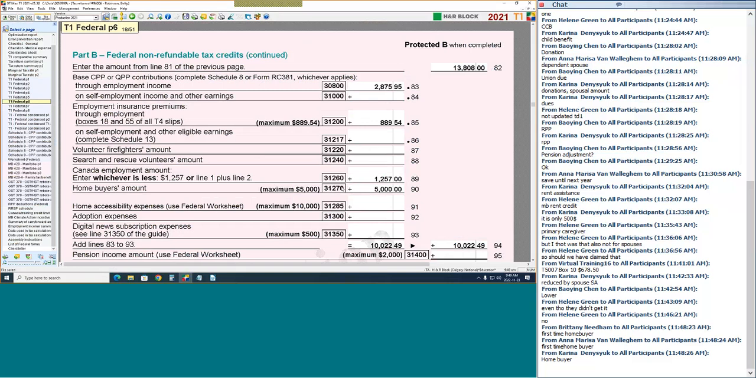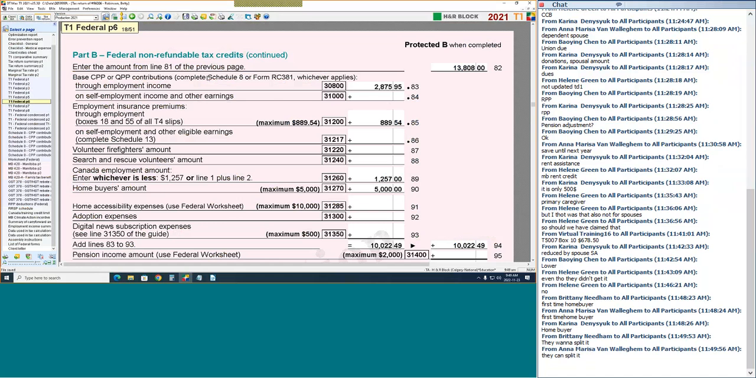In this case, it was easy because she bought the home herself. However, what if she bought the home with her best friend and they are sharing the home 50-50 and they're both first-time home buyers? What can we do in that circumstance?